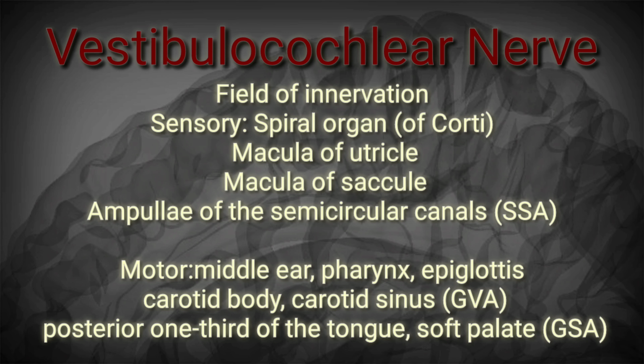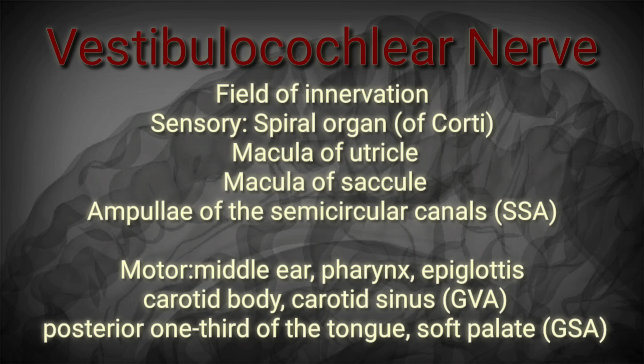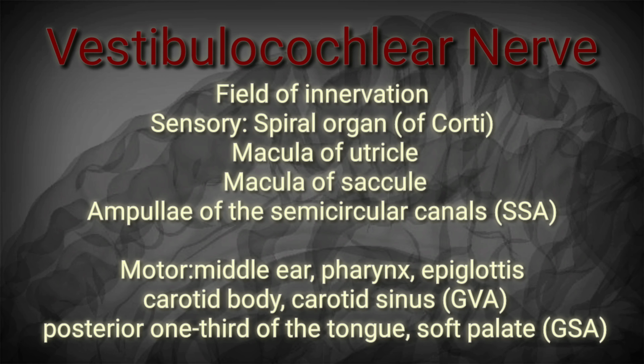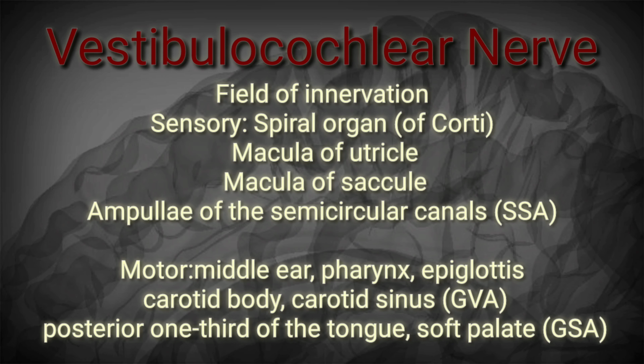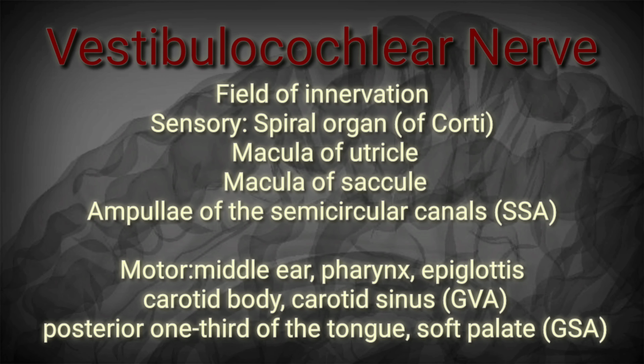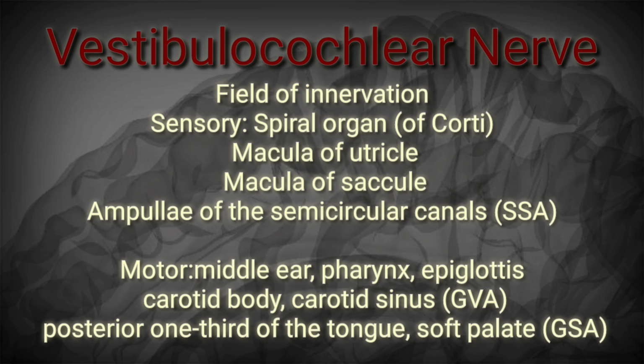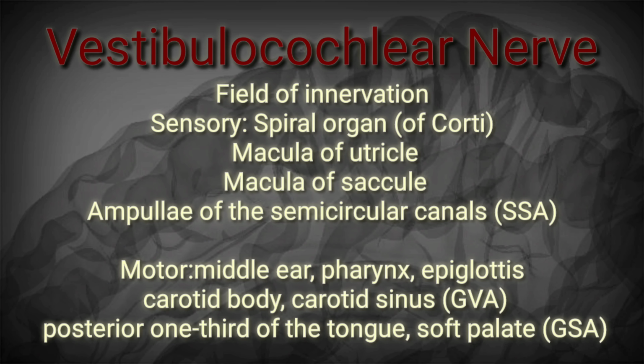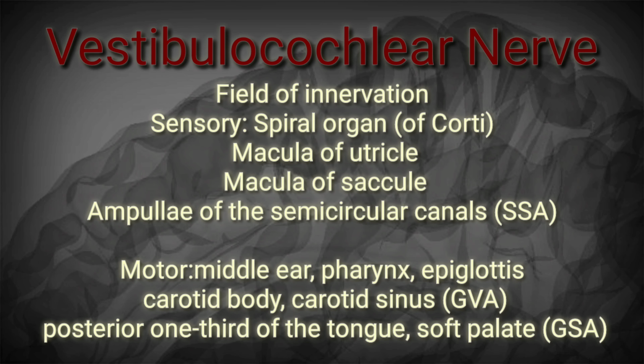Field of innervation: sensory, that is spiral organ of Corti, macula of the utricle, macula of the saccule, ampullae of the semicircular canal, that is SSA. SVA: middle ear, pharynx, epiglottis, carotid body, carotid sinus GVA. Posterior one-third of the tongue, soft palate GSA.